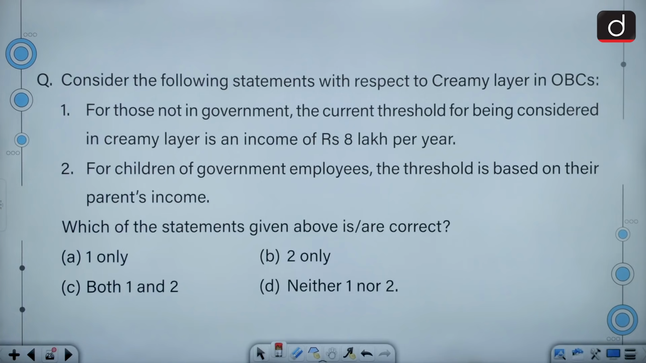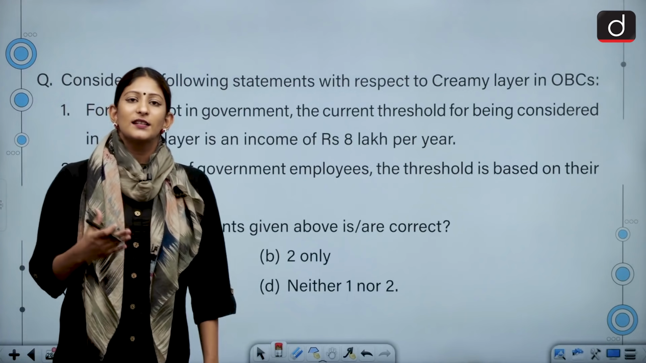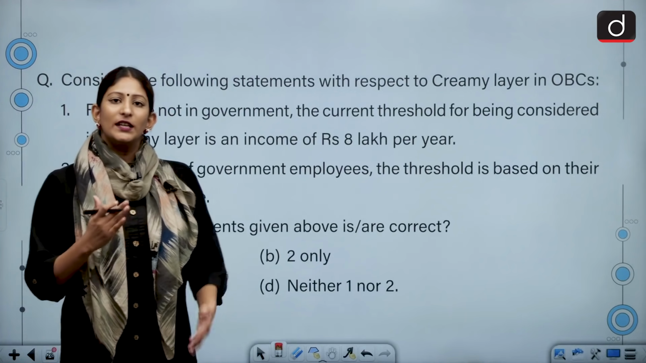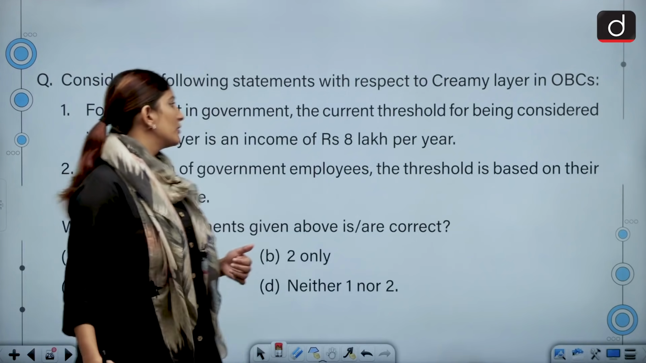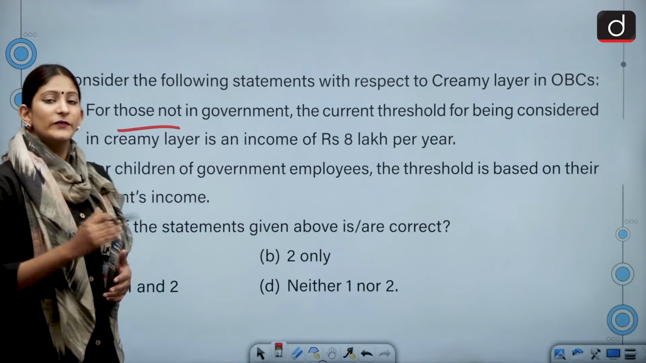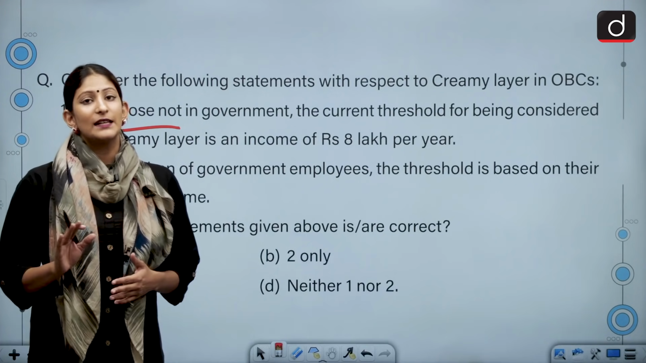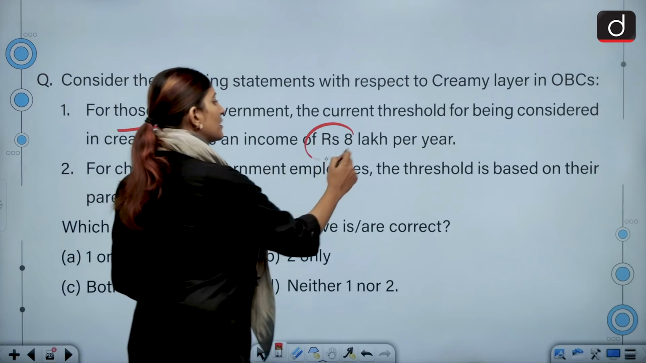Moving on, consider the following statements with respect to creamy layer in OBCs. For those not in the government, the current threshold for being considered in creamy layer is an income of Rs 8 lakh per year. For children of government employees, the threshold is based on their parents' income. So we have to select the correct statement. Creamy layer is basically a concept in which there is a categorization depending on the income, rank and status of a person within the OBCs. So creamy layer, for the persons who are not in governmental jobs, the current threshold for them is 8 lakh per annum, and it is being proposed to be 15 lakh.